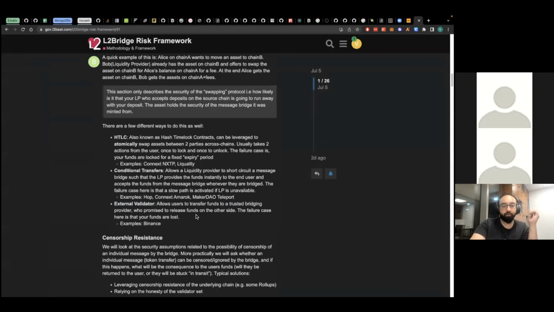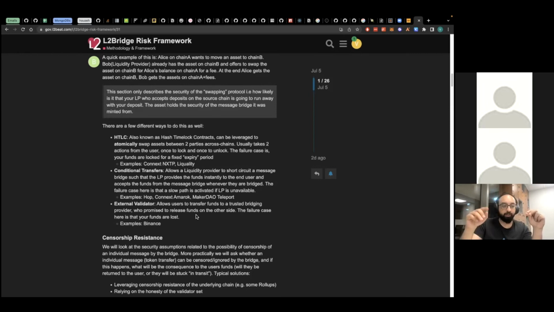The second way to do cross-chain swaps is conditional transfers. Let's say we are on Polygon and we are trying to swap between Polygon USDC and Nomad USDC. One is on Polygon and one is on FMOS. So what we do is we use, let's say, Nomad here. We send a message from Nomad saying, I want to burn or escrow my Polygon USDC on a contract on Polygon, and I want to mint Nomad USDC on FMOS.